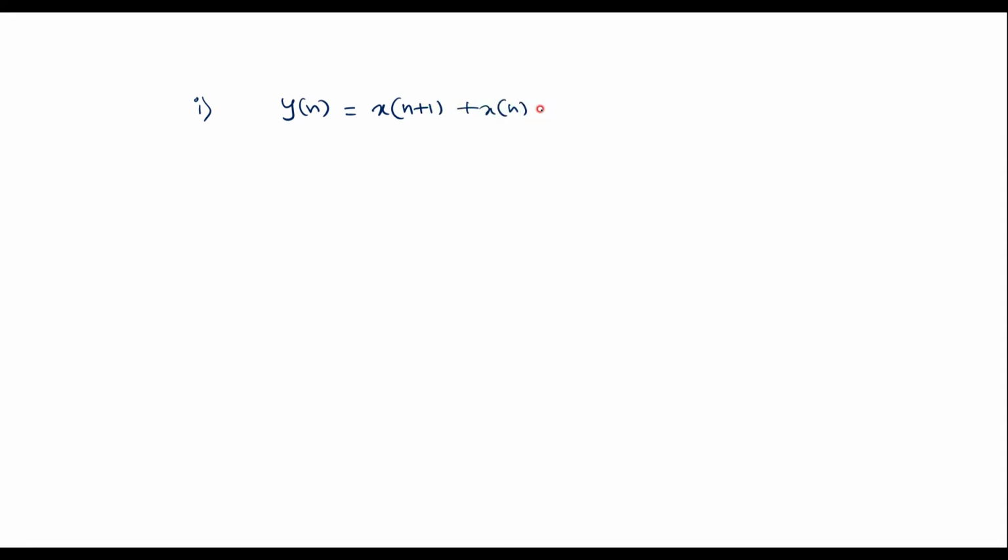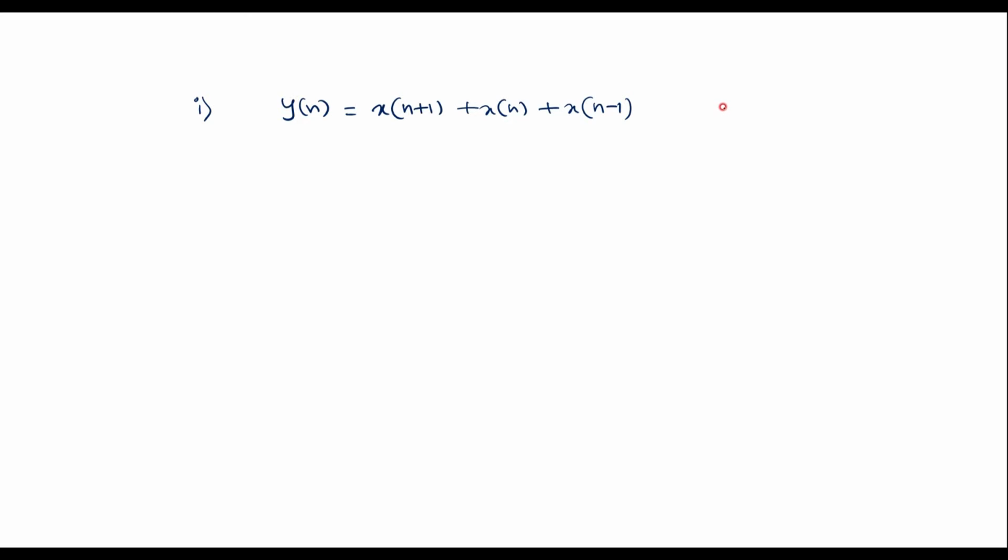That is, the input-output relation is given by y of n is equal to x of n plus 1 plus x of n plus x of n minus 1. So before proceeding with this example, let me recall a few relations between x of n and the delta function.